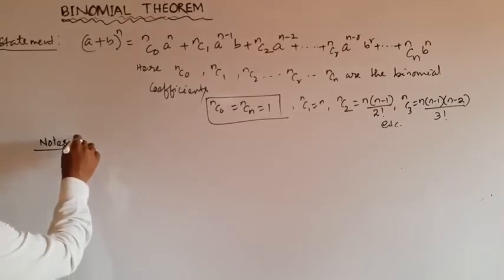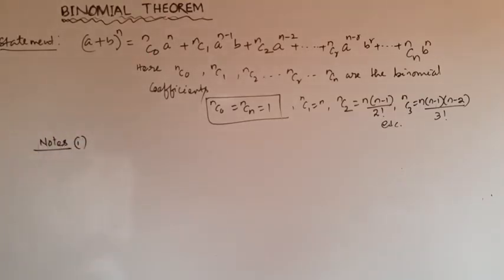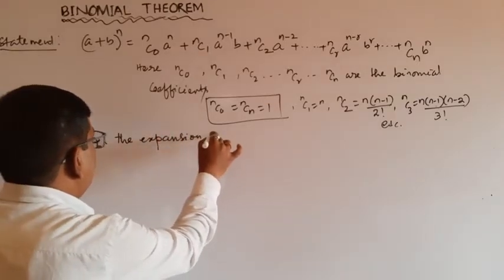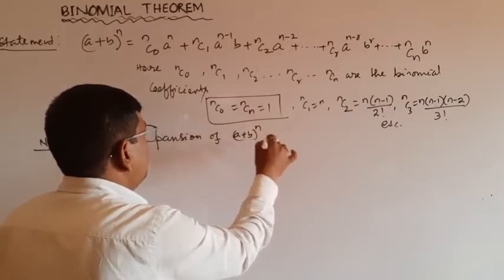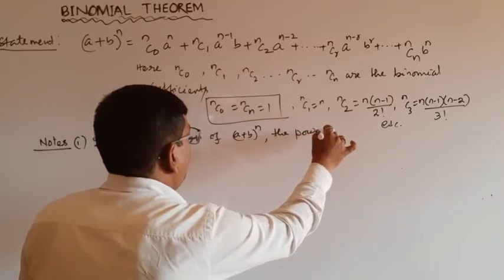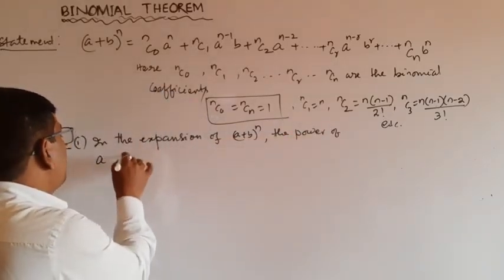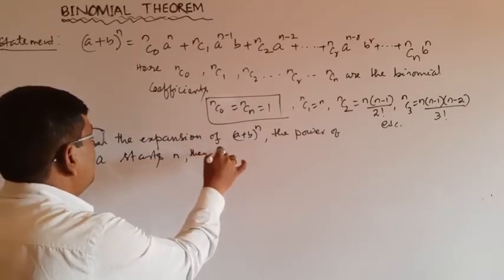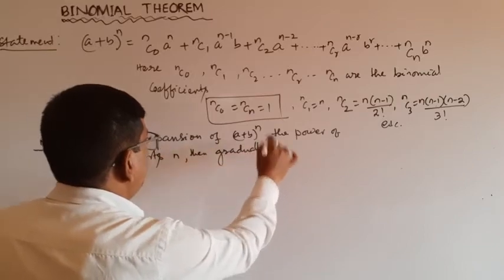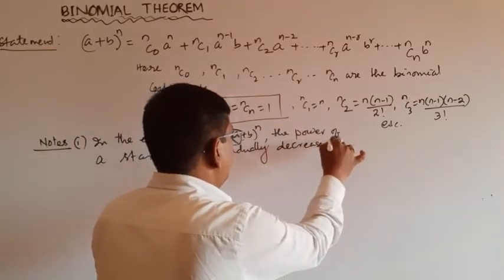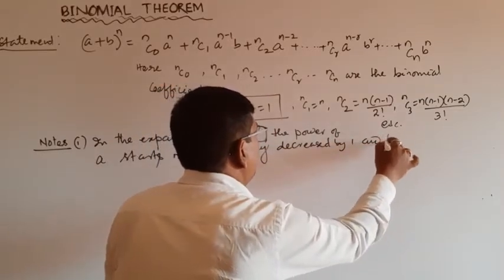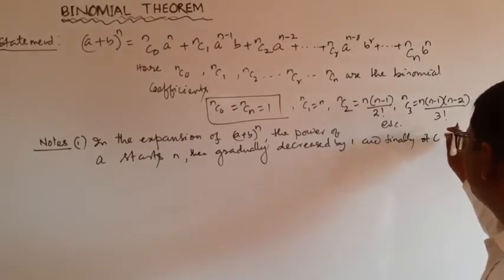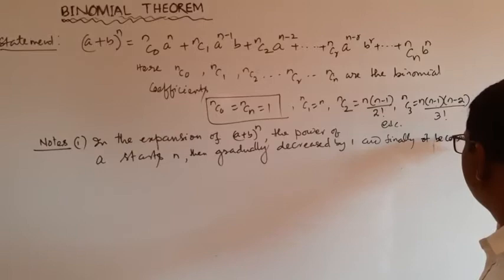Note: in the expansion of (a plus b) whole to the n, the power of a starts from n, then gradually decreases by 1, and finally it becomes 0.